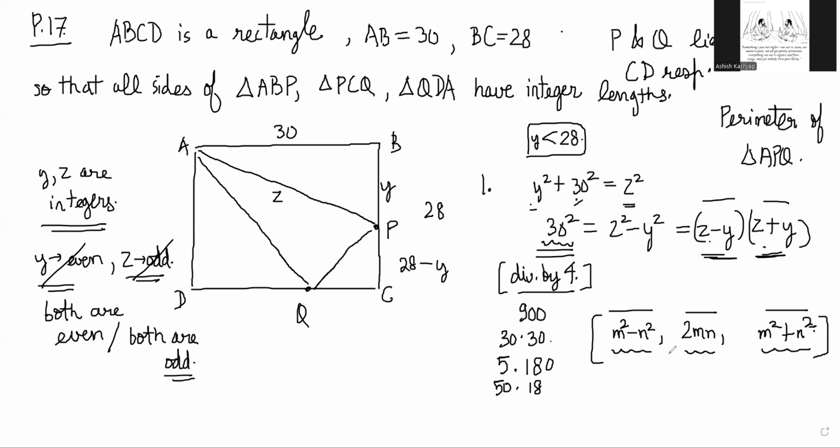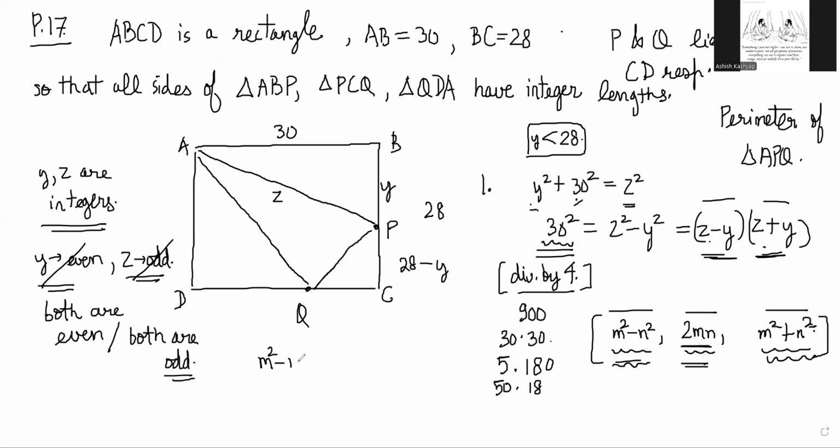So our options are: 2mn could be 30, or m square minus n square could be 30, right? Think about it. We have to make y and 30 from these two, and z has to be this one, right?